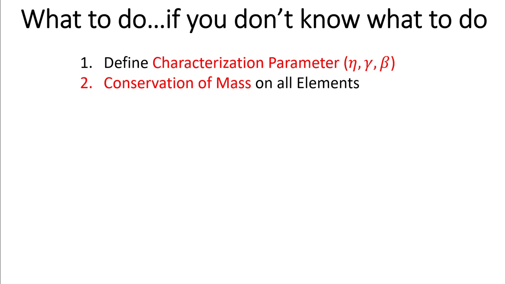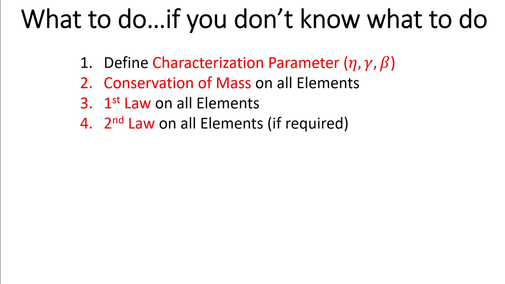We'll want to do conservation of mass on all the elements inside of our cycle. We'll want to then do conservation of energy, or the first law, on all the elements in our cycle. Then we'll want to do the second law if we need to. Usually we want to do a second law analysis if the problem asks us if a particular process is possible.